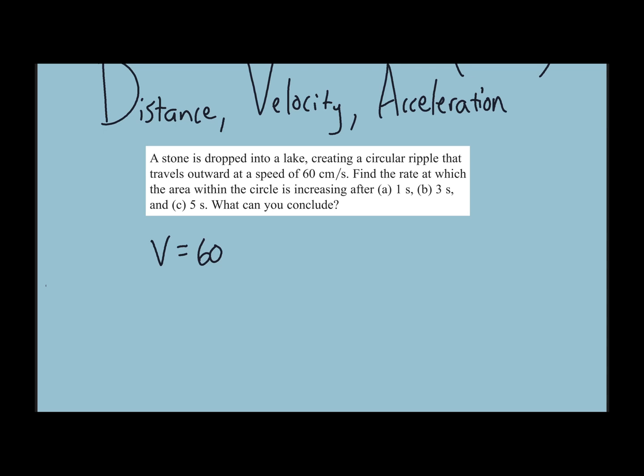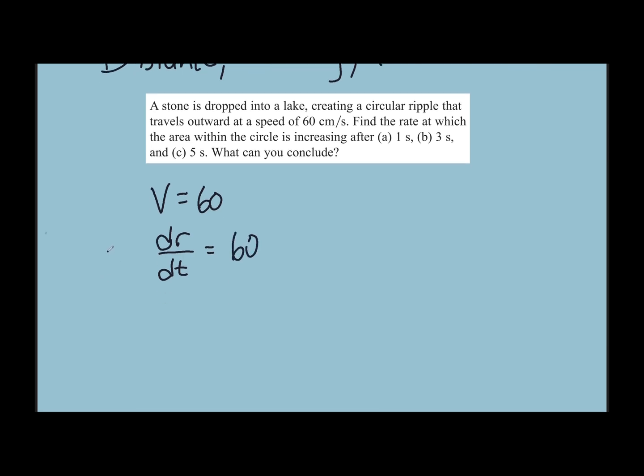The first thing we want to do is understand that velocity is a rate that creates distance, which means we're going to change the name of this to dr dt. And that's going to be the notation for the change in radius versus the change in time. And that's what it's doing, a circular ripple outward at a certain speed. So d meaning delta meaning change, dr dt, like that, is equal to 60.